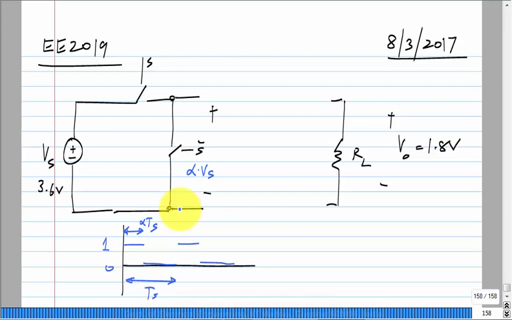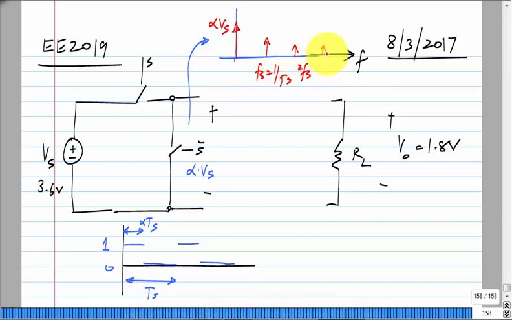So, we can also control the average output voltage by controlling alpha, the duty cycle of the switching signals. Next we need a filter, and in this case we know that the spectrum of the switch signal consists of an impulse at f equals 0, and what is the area of the impulse? It is alpha Vs, and it also has impulses at Fs, which is 1 by Ts, and 2Fs and 3Fs and so on. All of you are familiar with Fourier series, right?